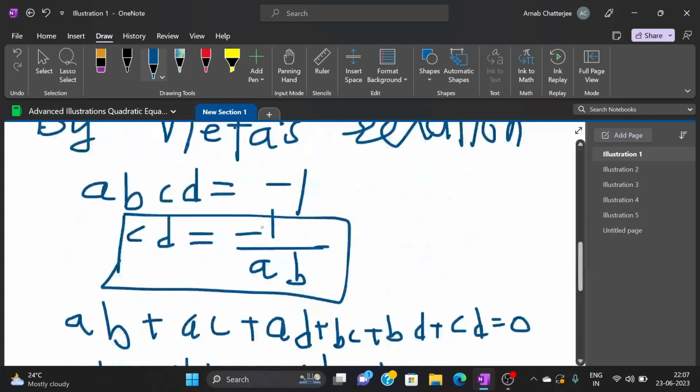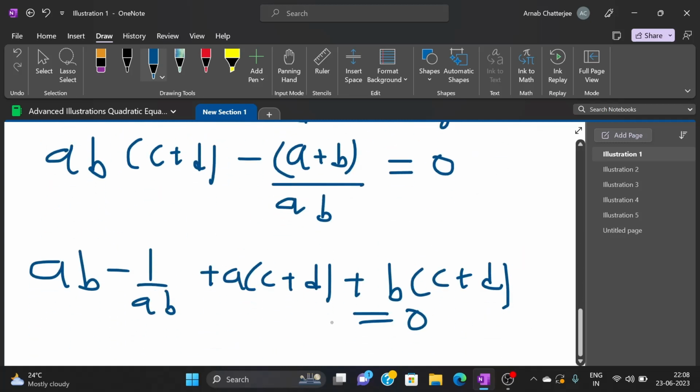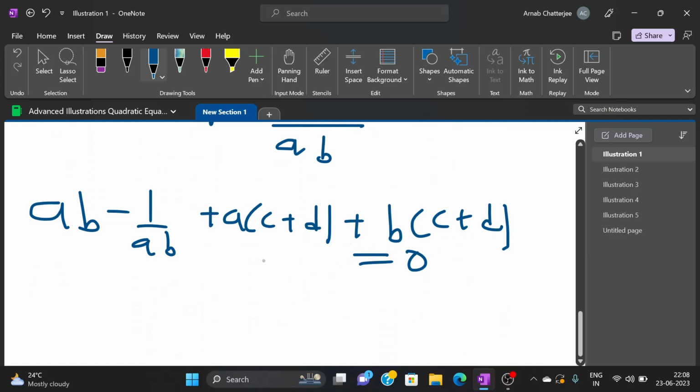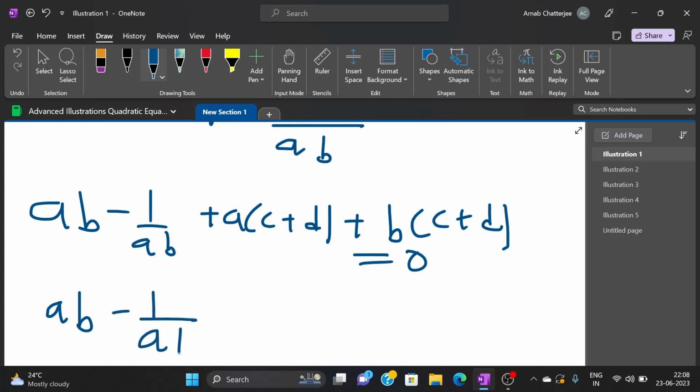Okay, what I did: AB, and this CD substituted minus 1 by AB. I took an A common from here, A times C plus D, B common from here, plus B times C plus D. So now I can take C plus D common and I will finally have AB minus 1 by AB. This will be equal to minus of A plus B into C plus D.